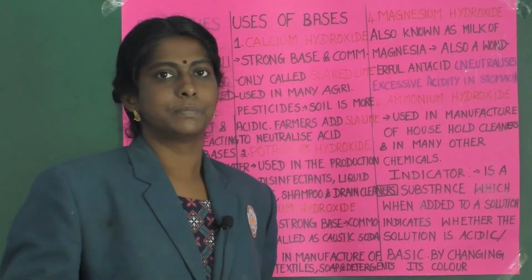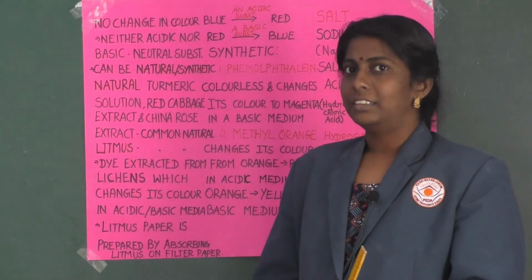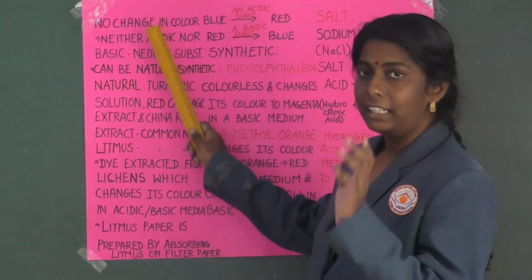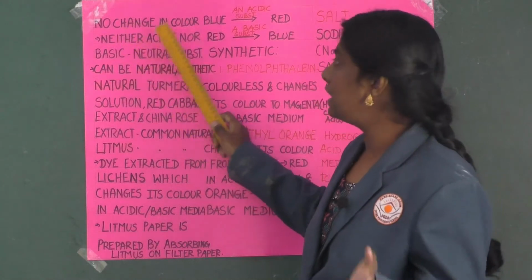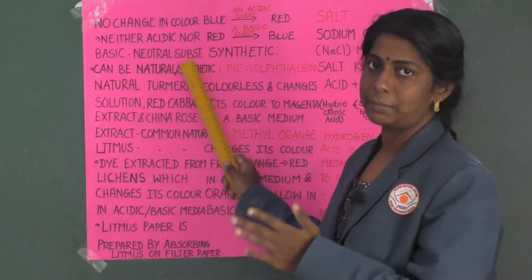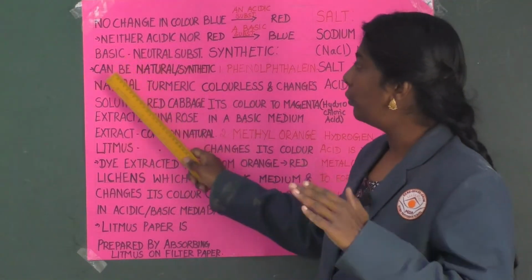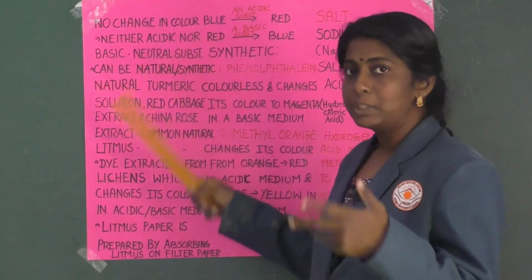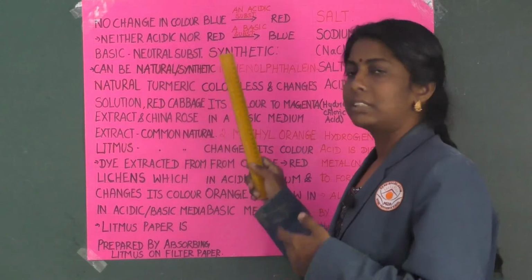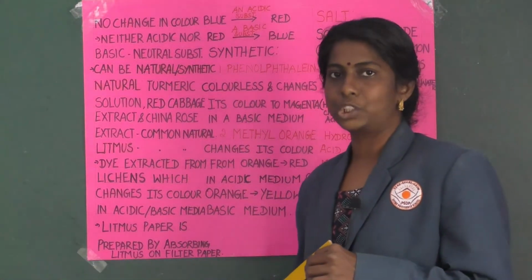Clear? Yes children. Now with an indicator, if there is no change in color, then it is termed neither acidic nor basic. That is said to be a neutral substance. So there are different types of indicators. It can be either a natural indicator or a synthetic indicator. Okay, so first let us learn about natural indicators.